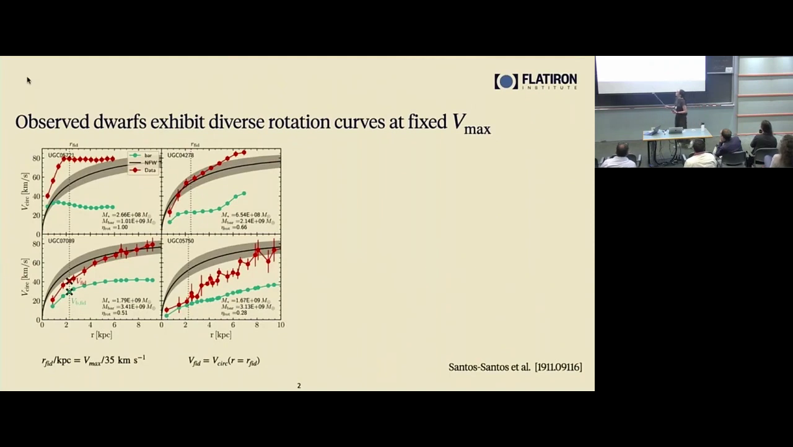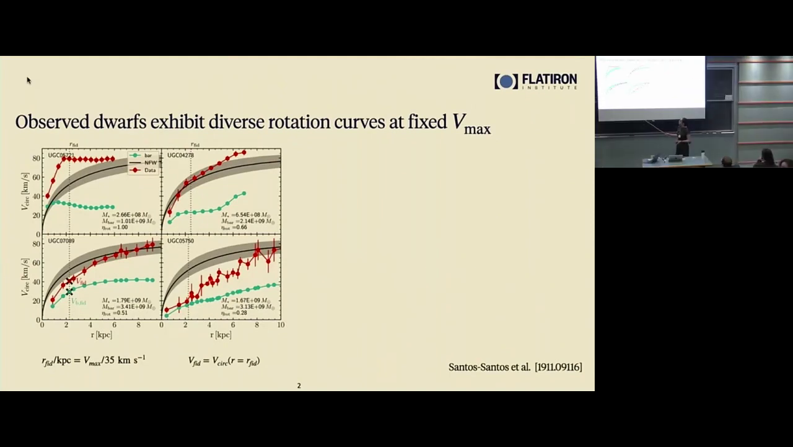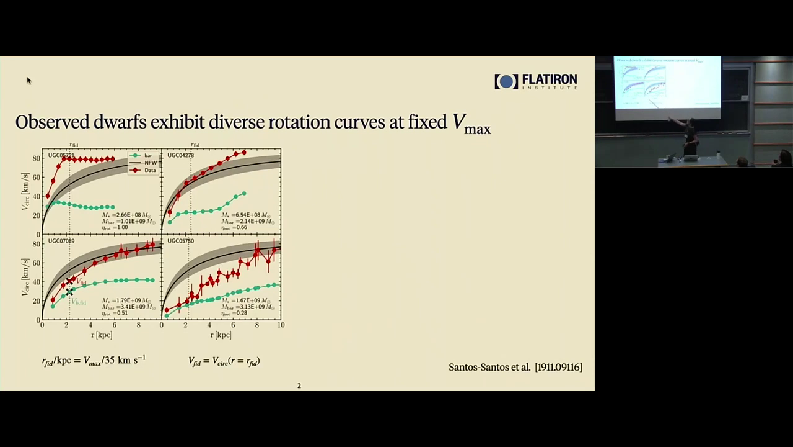So CDM, or NFW, predicts that for a fixed halo mass, or Vmax, which is a proxy for halo mass, you get identical rotation curves. And this is what's shown in black with a gray shaded region. So that's the NFW prediction. This is a set of galaxies from the SPARC survey with a similar mass. And what you see in the data is something different than this prediction.